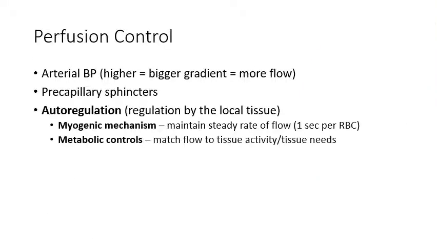And the body is able to control the perfusion of tissues caused by microcirculation in the capillary beds. First, arterial blood pressure controls perfusion. The more arterial blood pressure you have in general, the bigger the gradient is for blood pressure across the capillary bed, which means you're going to have a bigger microcirculation or more flow of blood through the capillary bed. So if you have higher blood pressure on the arterial end, but still the same blood pressure on the venule end, that's a bigger gradient. You're going to have more flow, more microcirculation, more perfusion.